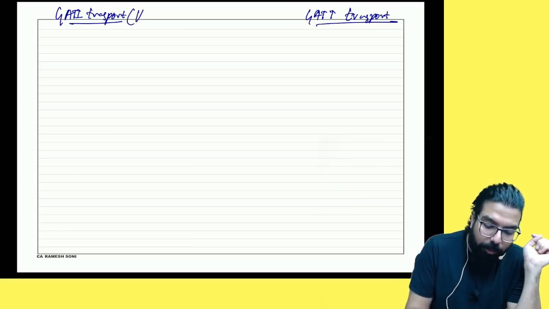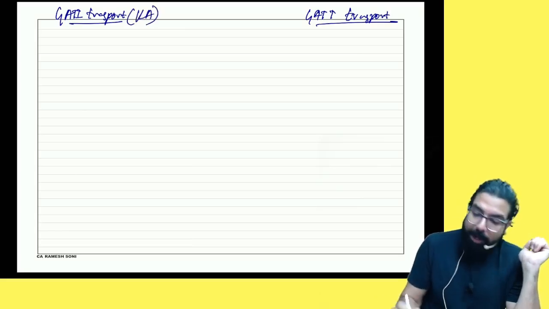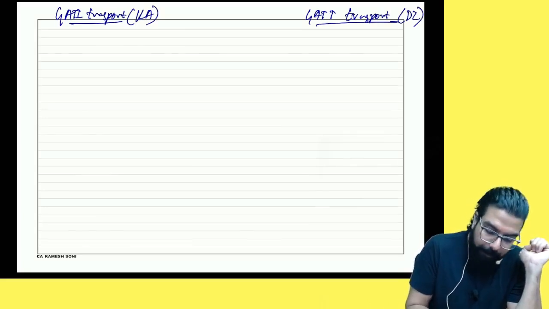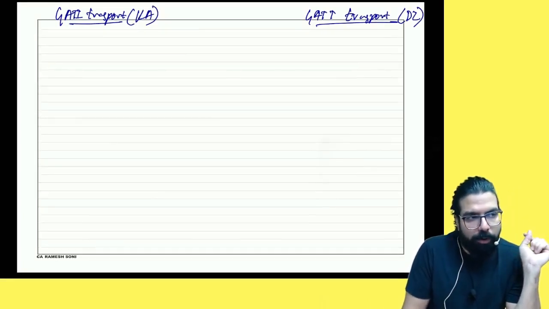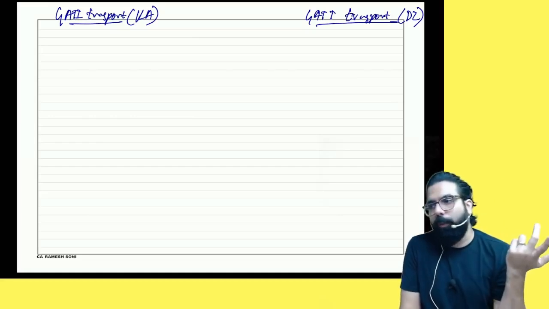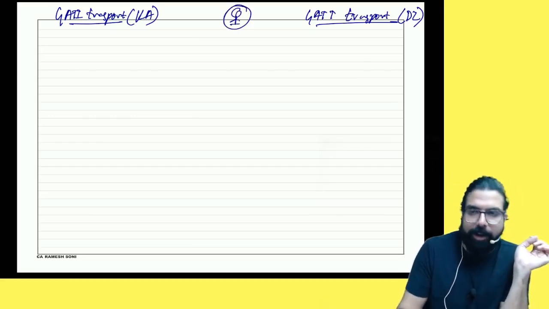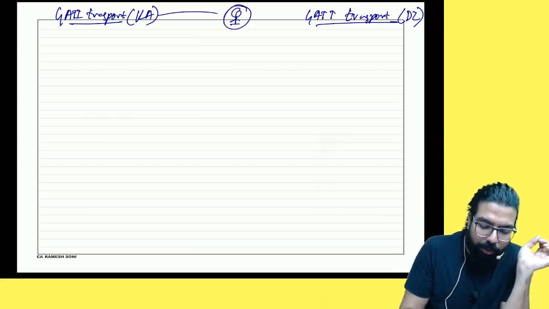I am Gati Transport, Karnataka branch. We have one branch in Delhi also. Everyone, ready? What does Gati Transport do? They transport goods for people. Supposing I went to them and told them I want my goods to be transported, they will give me goods transportation service.